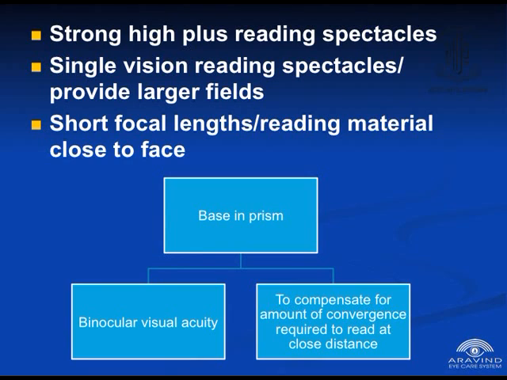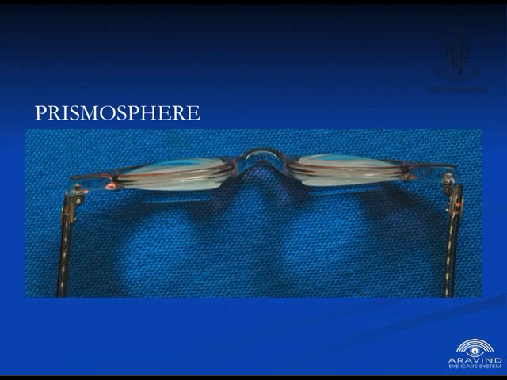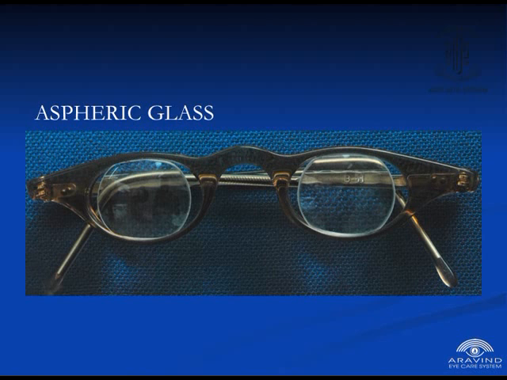Usually they prefer to have single vision reading spectacles, not add bifocals. But the problem is the higher the power you go, the shorter the focal length, so the reading material has to be kept much closer to the face, and you need to have base-in prisms incorporated to have binocular visual acuity, and also to overcome the amount of convergence required to read at close distance. This is a typical prismosphere where you have the base-in prisms at the nasal part. So there's a limit to what we can go. For plus 10 diopters, you can use a prismosphere. Anything more than plus 10 diopters, we have to go for aspheric glasses for reading.